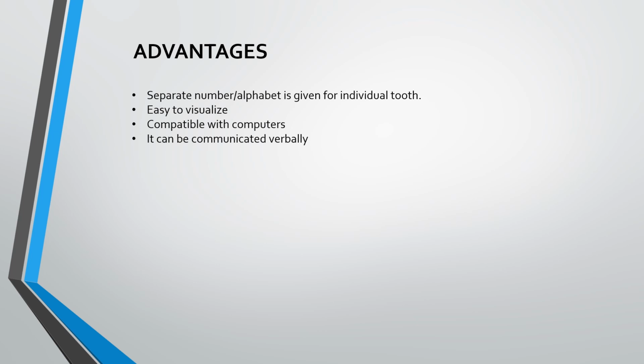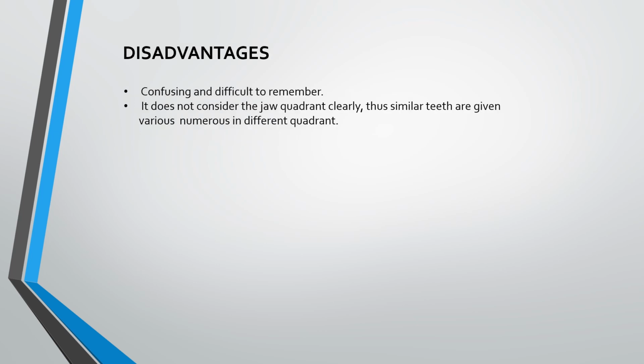Advantages of universal numbering system. A separate number or alphabet is given for each individual tooth. It is easy to visualize, compatible with computers, and it can be communicated verbally. Disadvantages of universal numbering system. It is confusing and difficult to remember. It does not consider the jaw quadrant clearly, thus similar teeth are given various numerals in different quadrants.